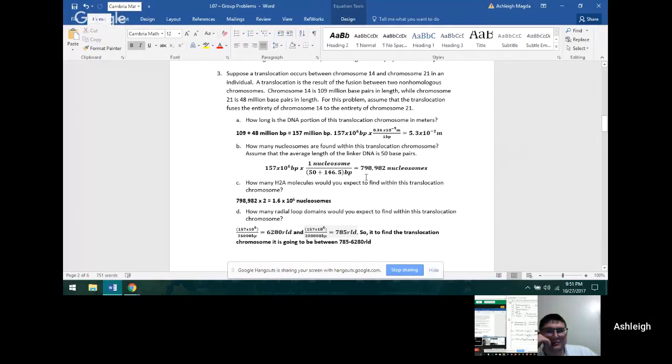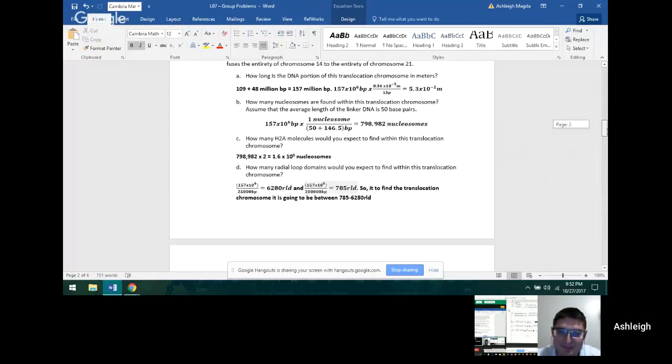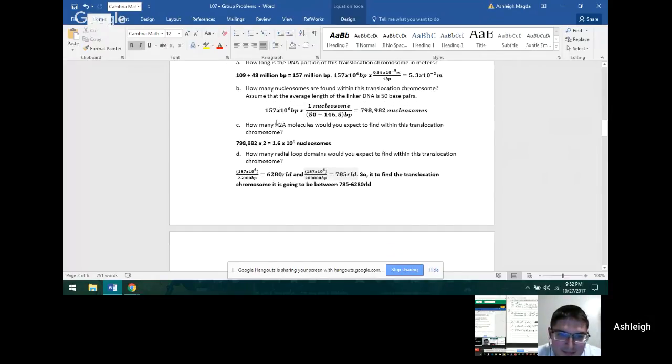Okay, and then B, I did the same thing. I took my 157 million, and 1 nucleosome is equal to the 50 plus 146.5 base pairs, and then I got 798,982 nucleosomes. And then we take this number, so hopefully we got it right, because if not, then we're going to screw up C. And so then you just multiply it by 2 for the 2 histones that it's asking for, which then gives us 1.6 times 10 to the 6th.